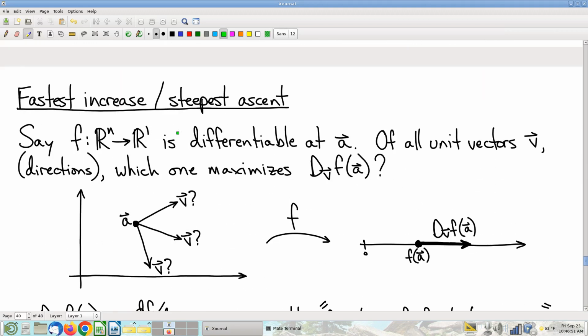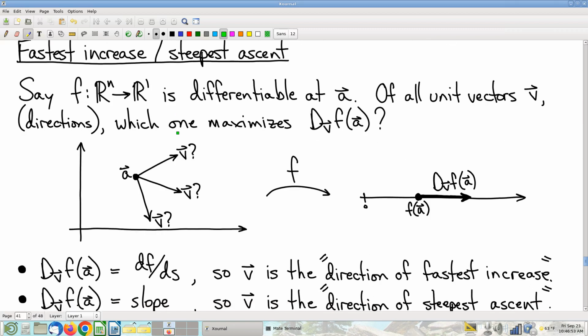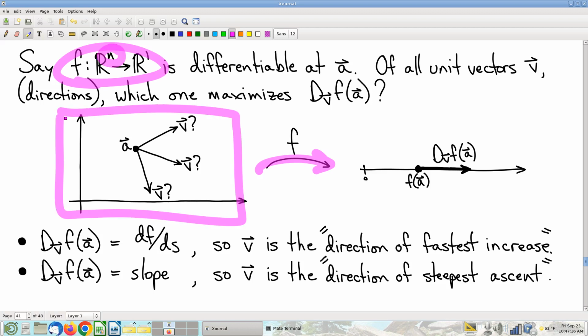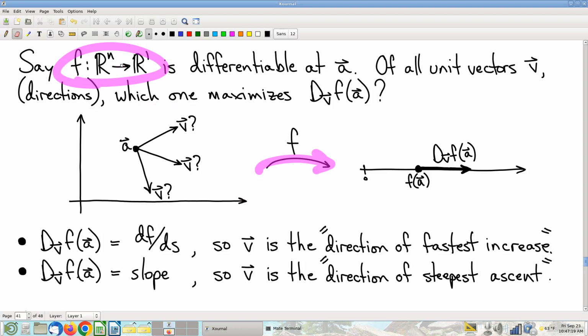All right. So let's talk about how to maximize the directional derivative. Turns out that there's a really interesting answer to this question. Arguably, the answer is more interesting than the question, which happens sometimes. So anyway, here's the question. Suppose we have a multivariable function, multivariable in the sense that the domain has multiple variables, right? So, a multivariable function, and we're looking at some point A.